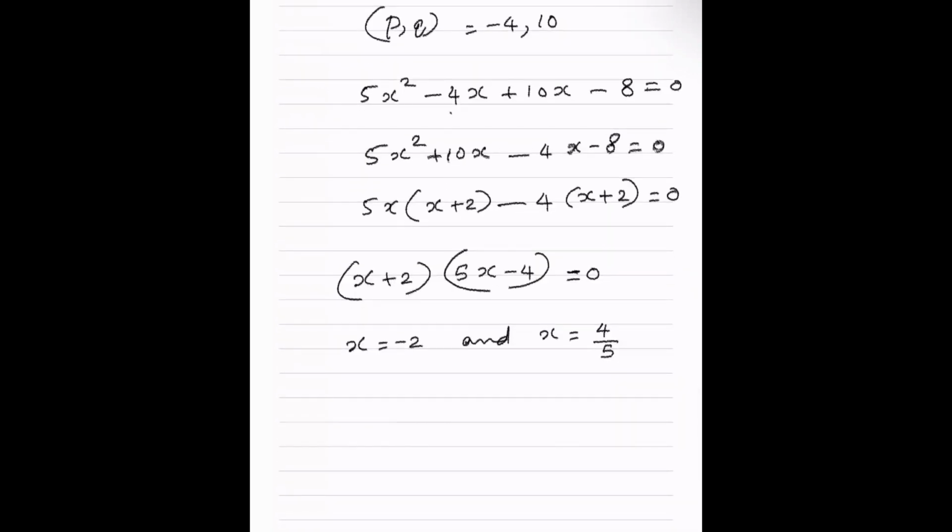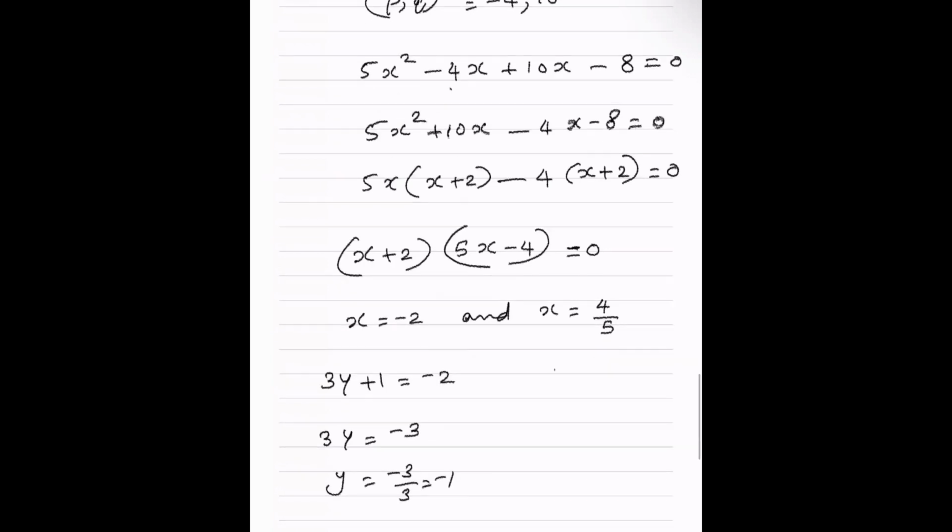Now what was our x? X was 3y plus 1, right? So do 3y plus 1 equal to minus 2. What is 3y? 3y is minus 3. What is y? Y is minus 3 by 3, which is minus 1.